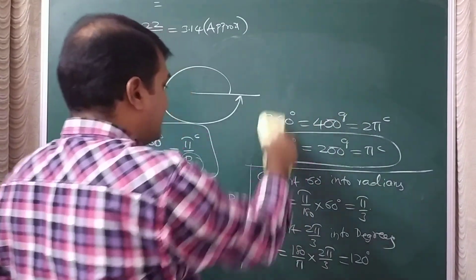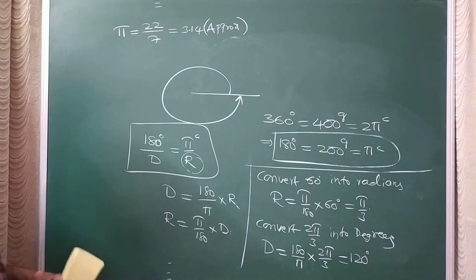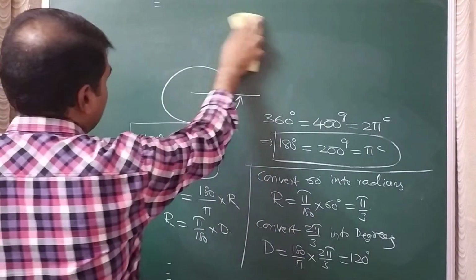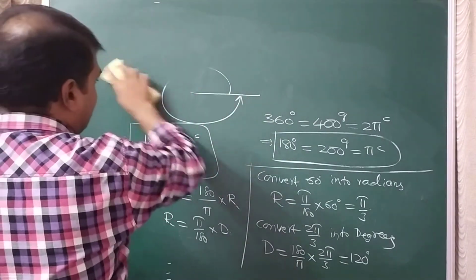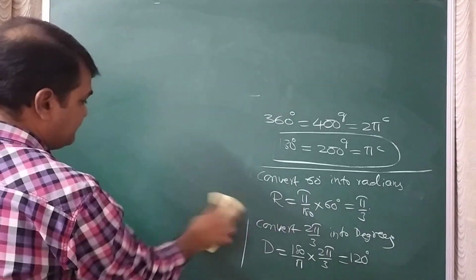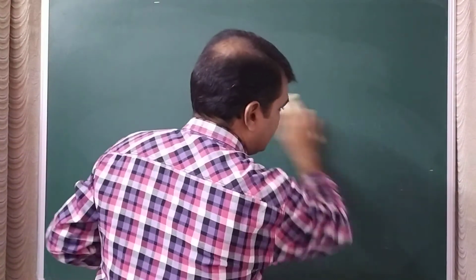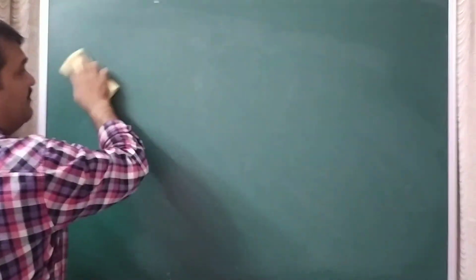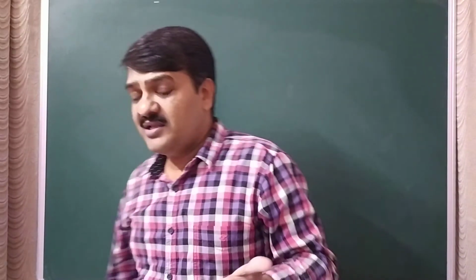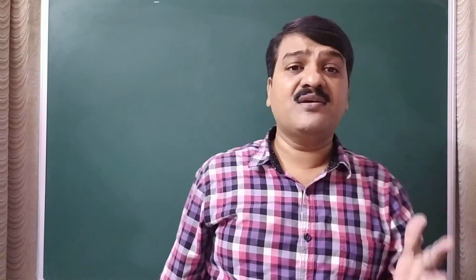Okay. So this is about radians, degrees, conversions and all the things we have discussed. Now, let us start the discussion of definition of trigonometric ratios. So how we are going to define the trigonometric ratios? Trigonometric ratios are nothing but ratios of sides of triangle.